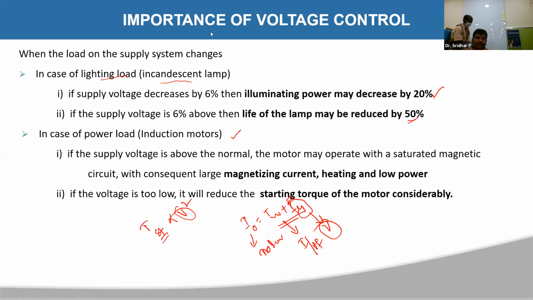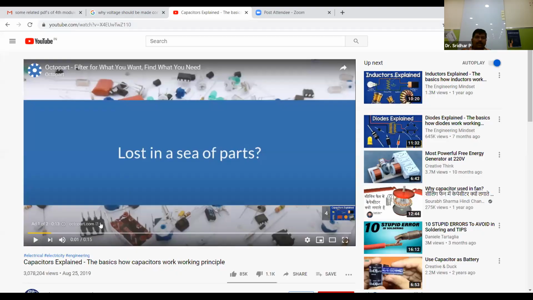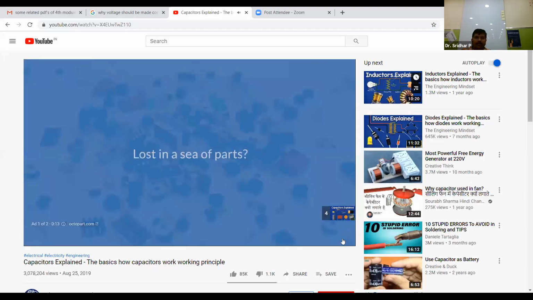Now see, I want to share something with you, because the major thing here is we are going to adjust the voltage with the help of a capacitor. The capacitor is very important. I want to share the working principle of the capacitor. You pay some attention. I think this link is visible to you all.